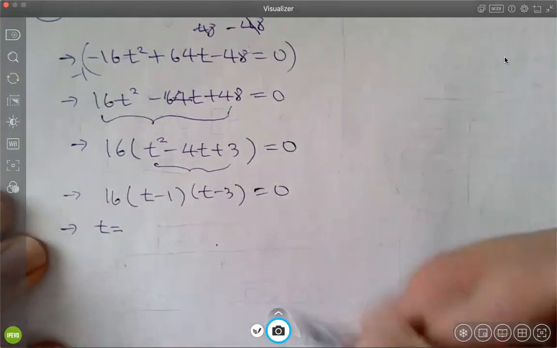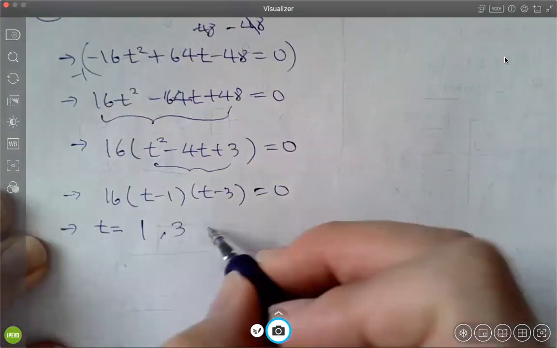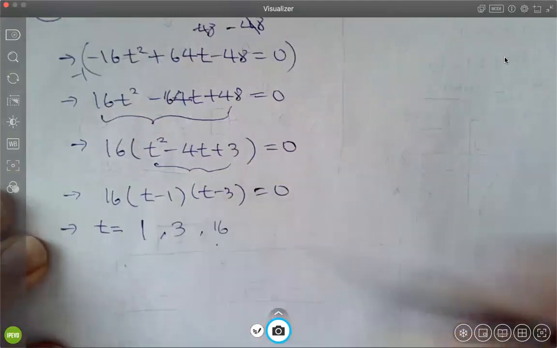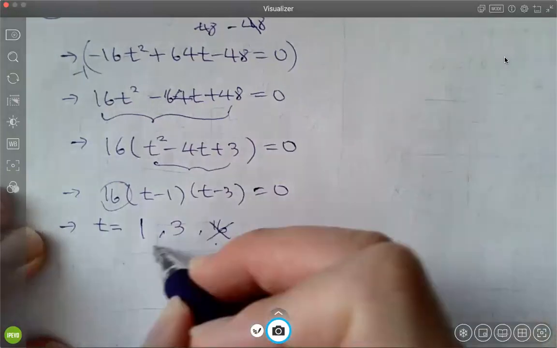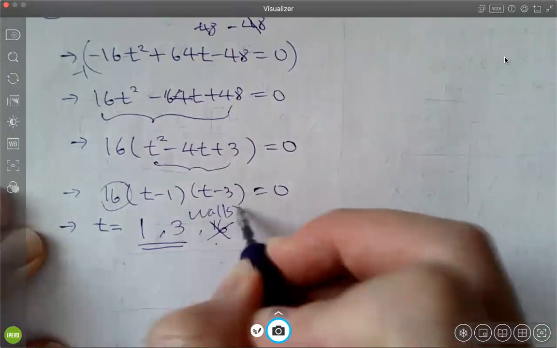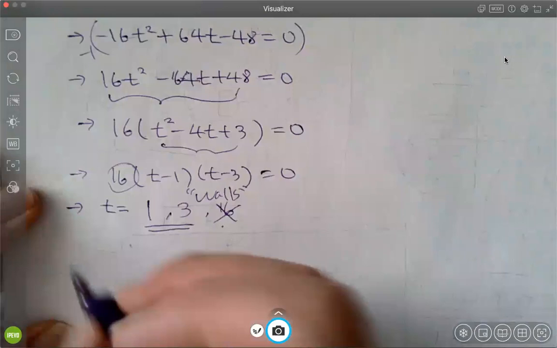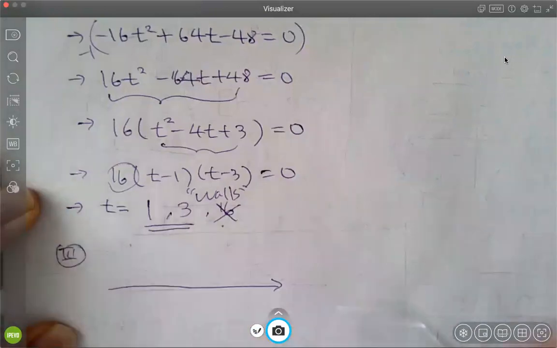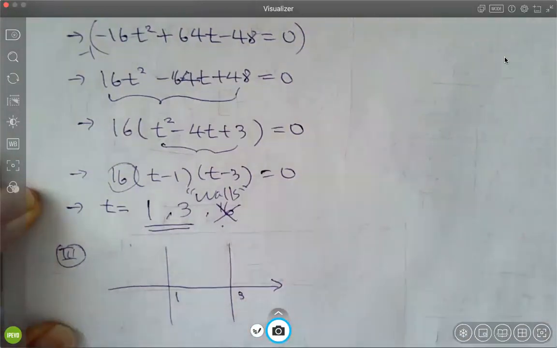I guess 1 is obvious, and 3 is also obvious. Now, is t equal to 16 as well? No, right? So it's just 1 and 3. Remember, these become the boundary values. So now what do we have to do? Divide the number line is the next step. Here we have two boundary values, 1 and 3. Now, which region contains the 0?